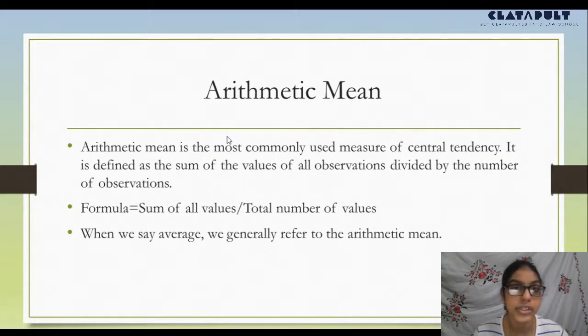So the formula would thus be the sum of all values divided by the total number of values. When we say average in layperson terms, so when we say find the average of XYZ values, we generally mean to find the arithmetic mean of all of those values. So that's basically arithmetic mean. Fundamentally, it's the same thing as what we understand when we say averages in general.